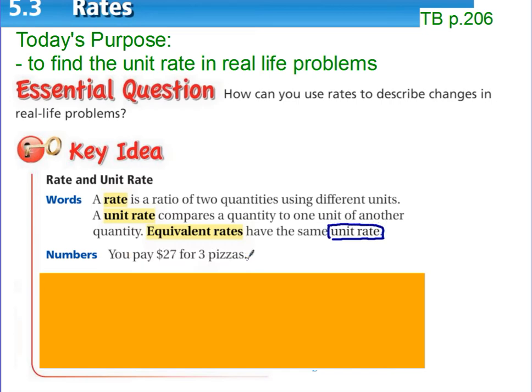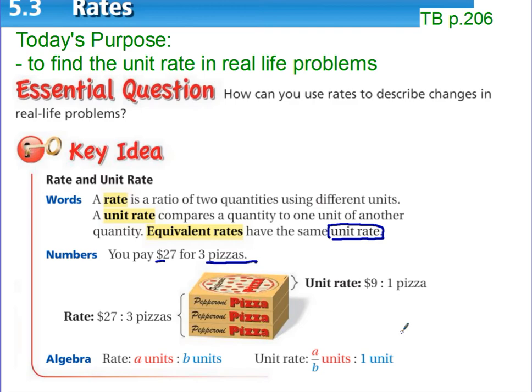Okay, for example, let's talk about the problem if you pay $27 for 3 pizzas. This is a rate, not just a ratio, because the two things being compared are money and pizzas. So we have two different items here, money and pizzas. If we wanted to find the unit rate of $27 for 3 pizzas, we need to think about the two things being compared, which is $27 for 3 pizzas. How would I find the cost of 1 pizza?